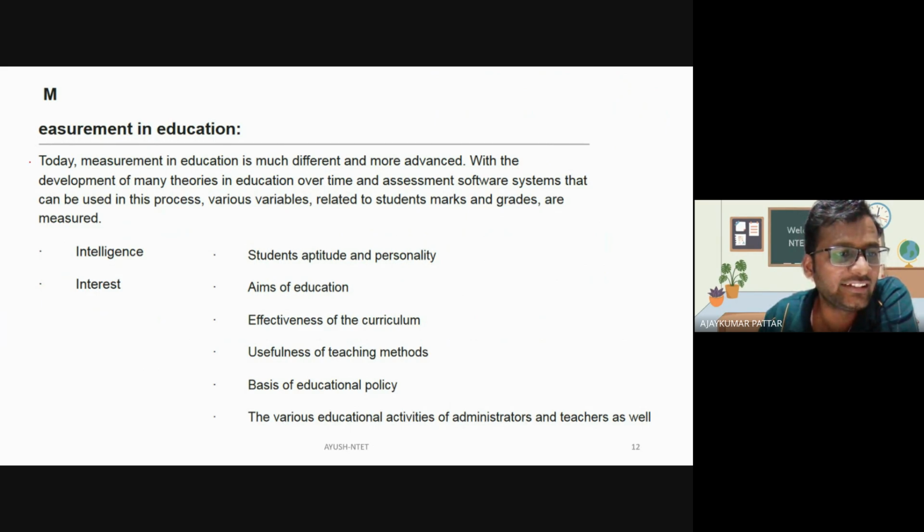Measurement in education. What we will measure in the education?